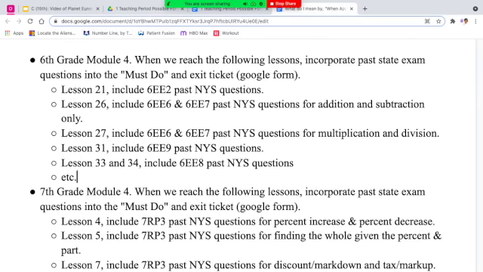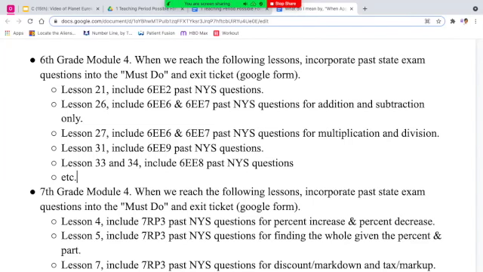When we reach the following lessons, you want to incorporate past state exam questions into the must do and exit ticket in a Google form. Let's look at this. So for lesson 21, you can include a 6EE2 past New York State question or questions. Then, when you reach lesson 26, you can include questions for 6EE6 and 6EE7 from past New York State exam questions. Notice lessons 22, 23, 24, and 25 are not here.